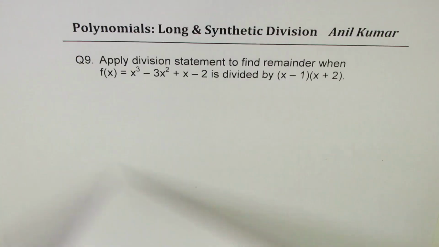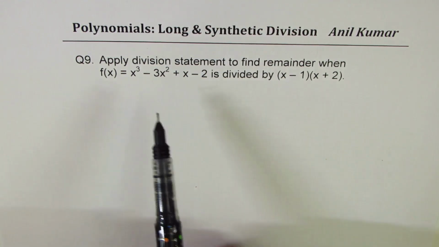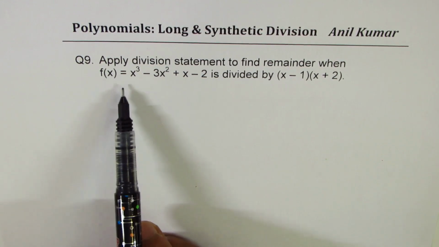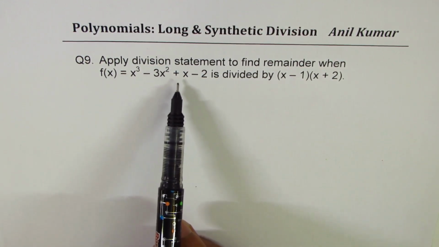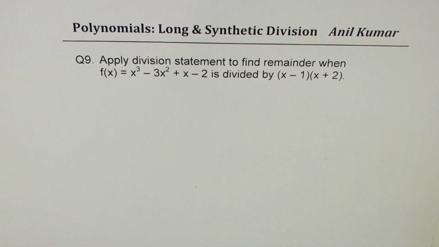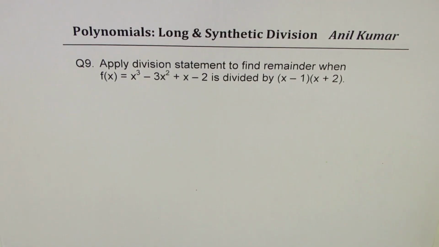Now let's take up the last example, which is question number 9. Apply division statement to find remainder when f of x equals x cubed minus 3x squared plus x minus 2 is divided by x minus 1 times x plus 2. Now I'd like you to pause the video, answer this question, and then look into my suggestions.